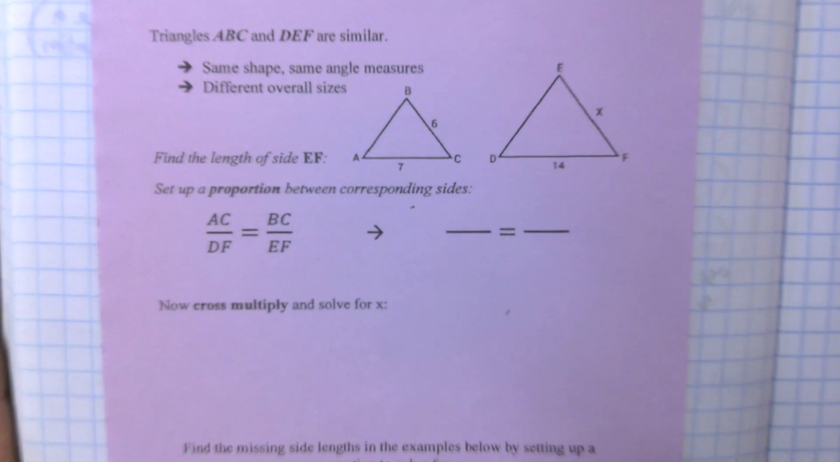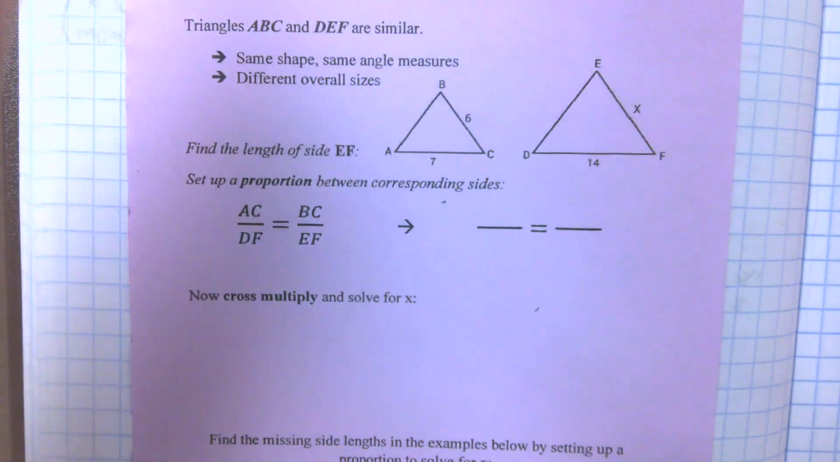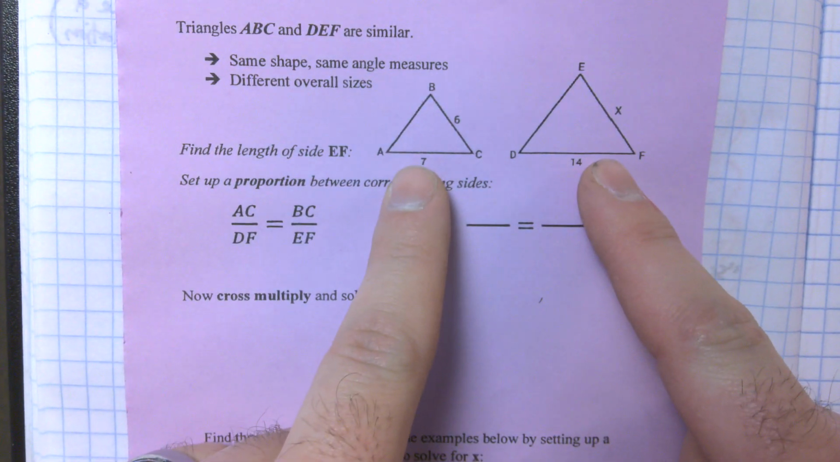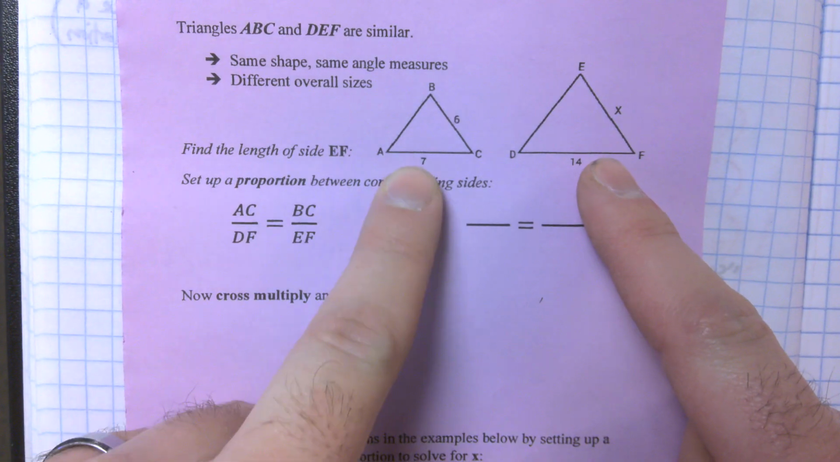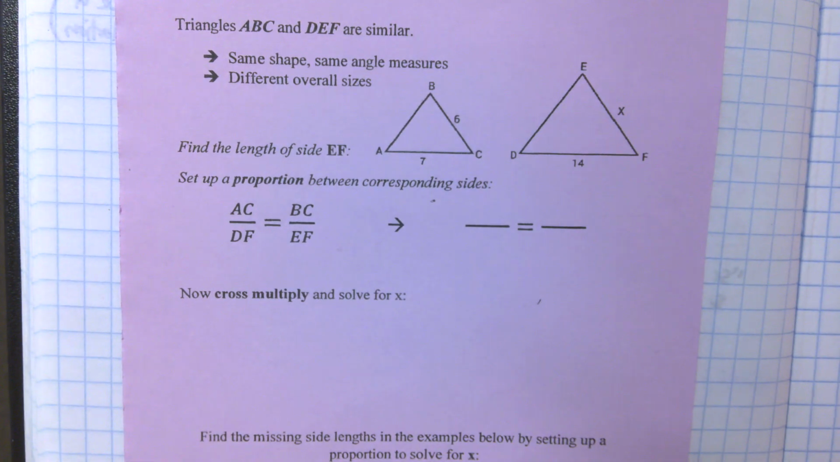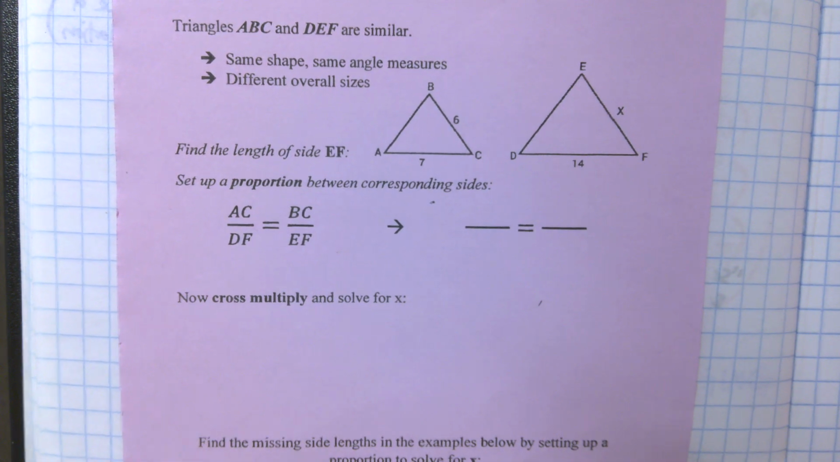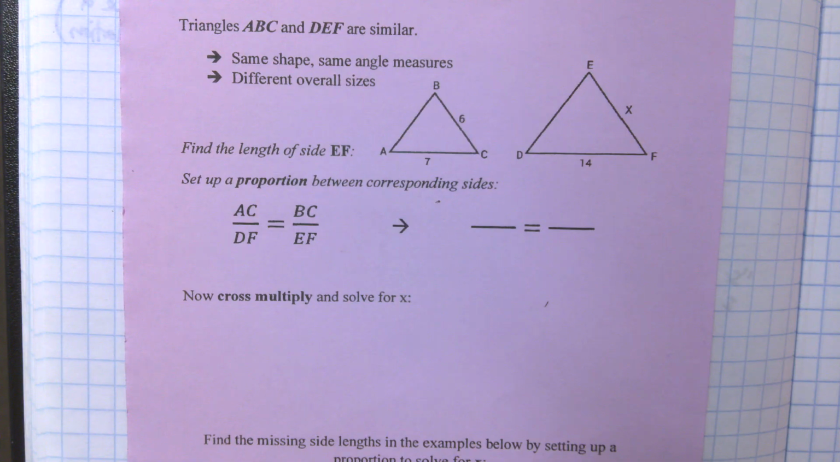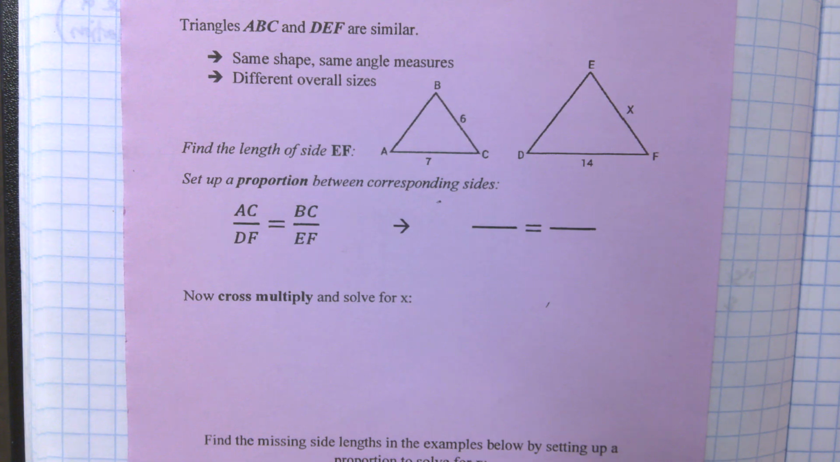This is where our highlighters are going to come into play. We're given the information that ABC and DEF are similar. They have the same shape, right? They look like cousins, which means they also have the same angle measures. Question on that?